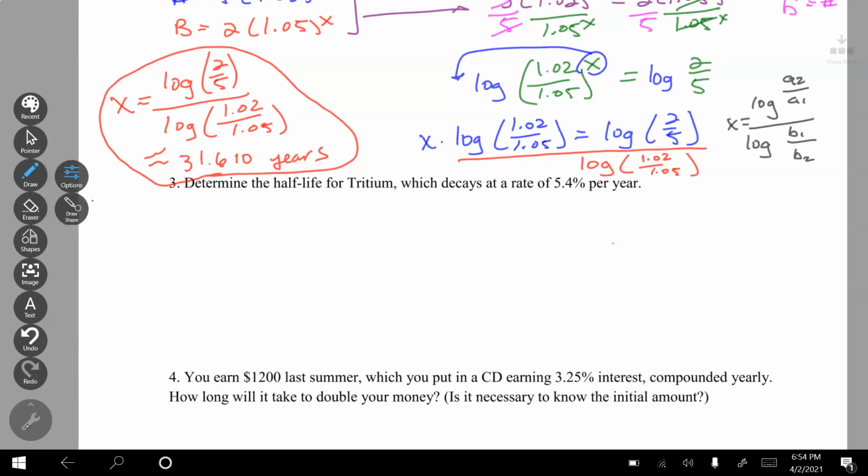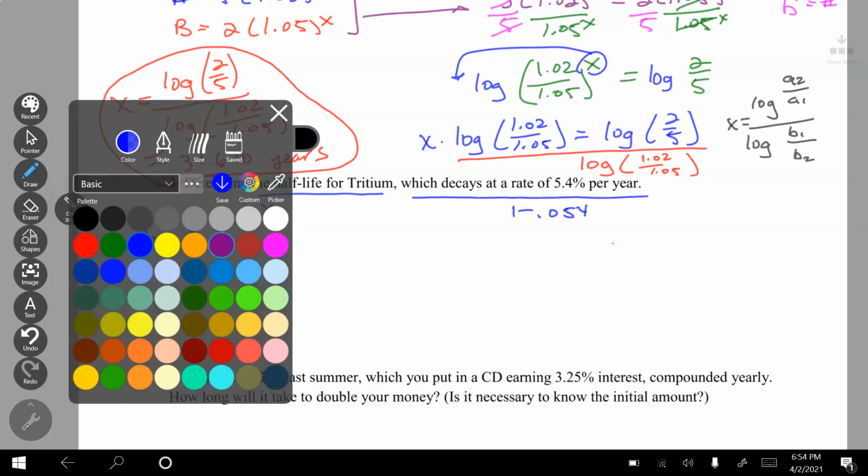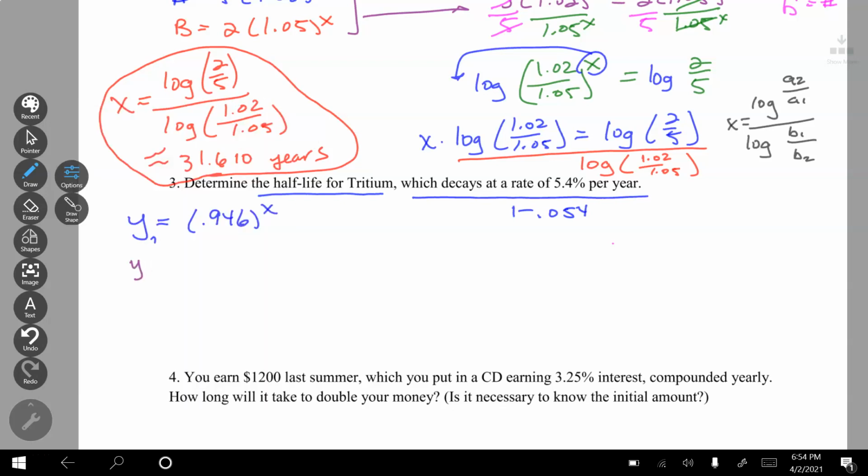Now we have to figure out half-life. I want to figure out the half-life of tritium, which decays at this rate. So if it's decaying, I have to do 1 minus 0.054. For my equation, I get 0.946 raised to the x. Notice I didn't put an a value up front, because the a value is just going to be 1. The other equation I want to use is the half-life, which is just half of that amount, because that would be the half.